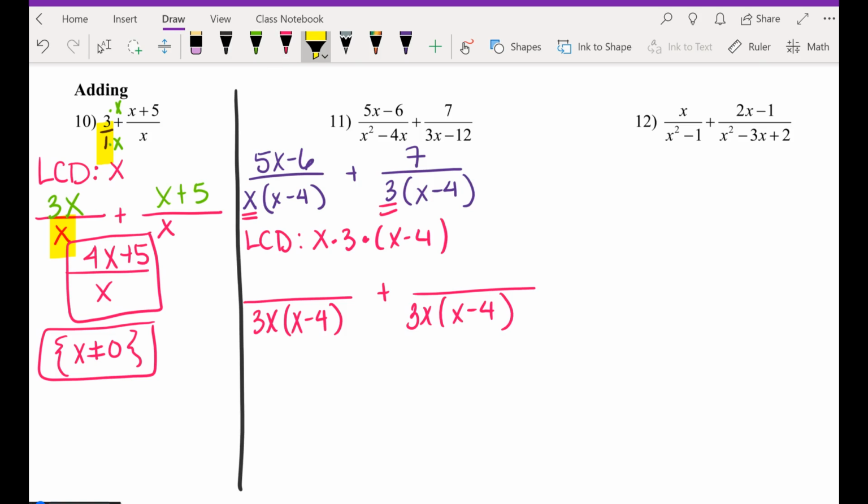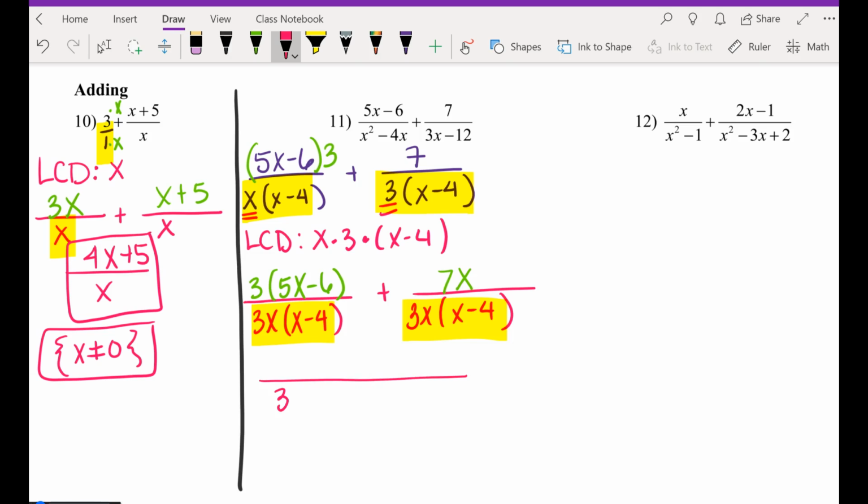So now we're going to look at the first denominator. What did we multiply? 3. That means the top gets multiplied by 3 as well. So I'm going to write the 3 in the front so I can correctly distribute that later. How about the second denominator? What did we multiply? X, you're right. X times 7 is immediately 7x. The denominator is exactly the same, so now I'm just going to have one denominator, 3x times the quantity x minus 4.